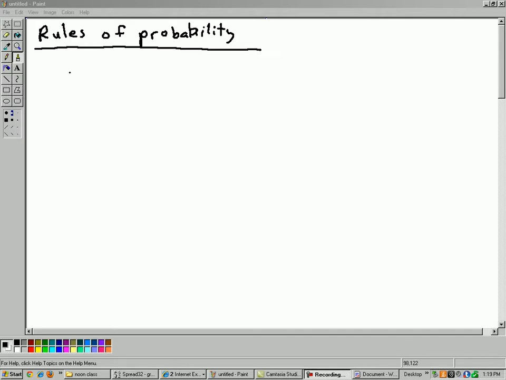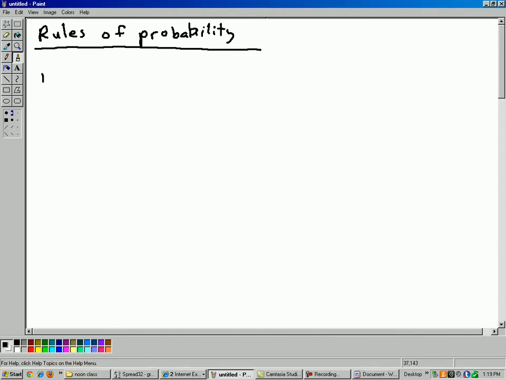Hello, I'd like to go over the rules of probability. The numbering is going to be a little bit different than what's in the book here, so I'm going to make up my own order of rules here.